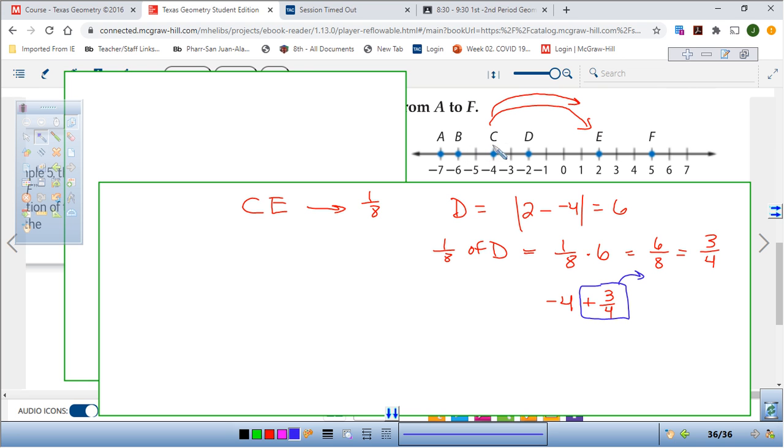And if you look, we're going from C to E. That's in the positive direction. If we wanted to go back that way, we would subtract it, okay? If we wanted to go this way, we would go -4 and we would subtract 3/4 because we're moving in the negative direction. We're not doing that. So we come out here. How do I add this? Do y'all remember how to add this stuff? This is going back to 5th grade.